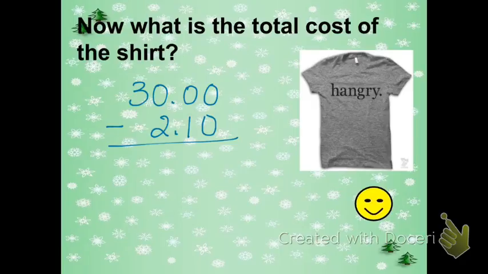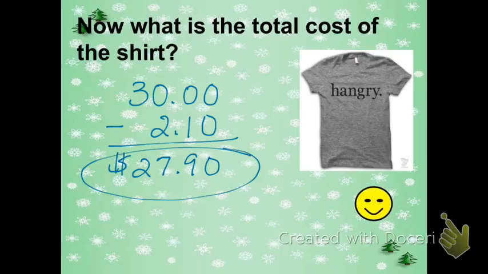You can put that in your calculator if you want to. What did you get, Cameron? $27.90. You got $27.90. So that's how much this shirt is going to cost us. $27.90.